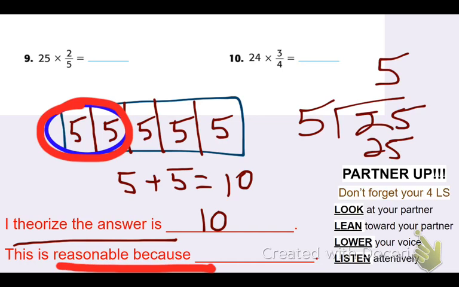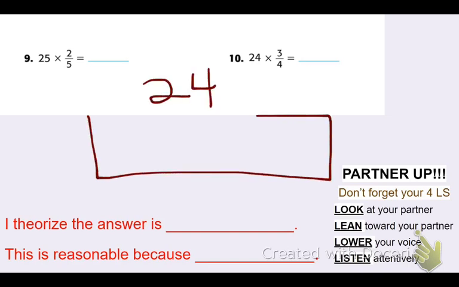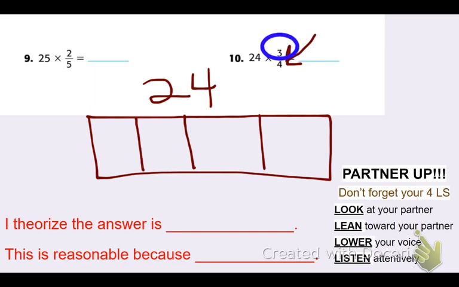I can move on. All right, looking at number 10, we have 24 is our whole number this time. I'm still going to draw my bar diagram. I'm trying to figure out what is 3/4 of 24. Well, I'm going to use that 4, that number on the bottom, to break my bar diagram into 4 sections. I'm going to use the 3 to help me figure out the answer.